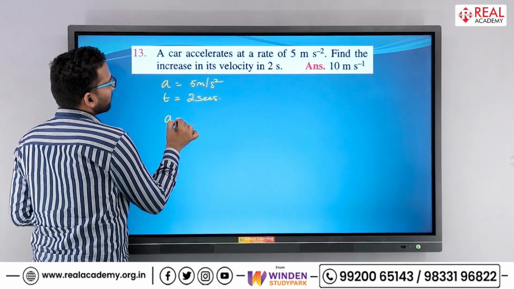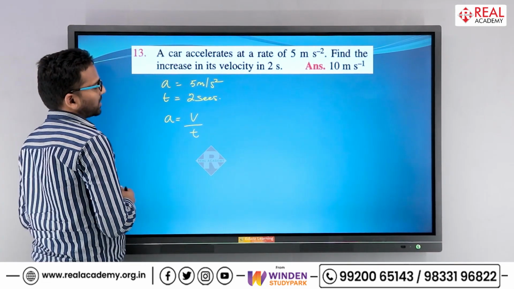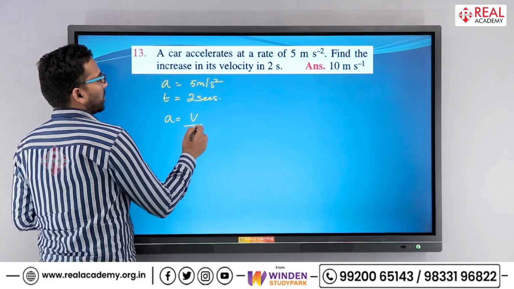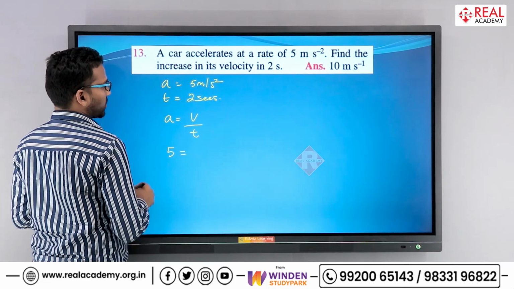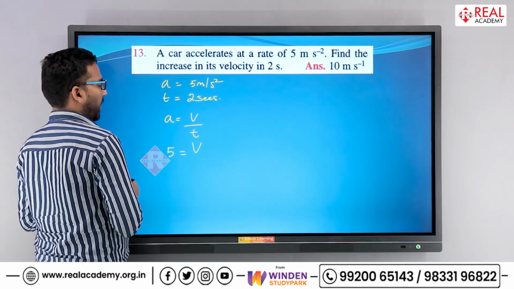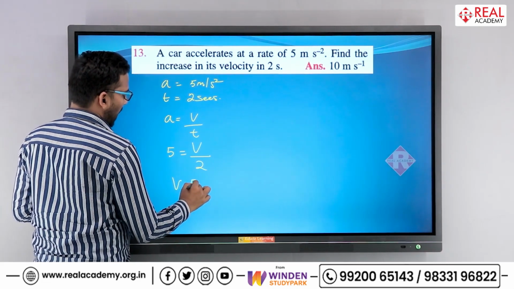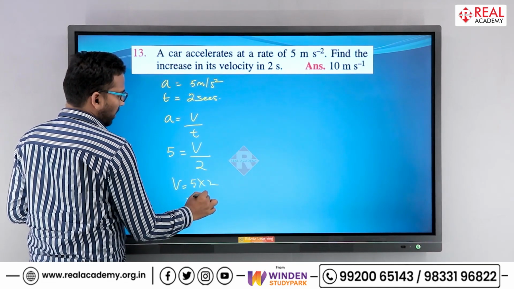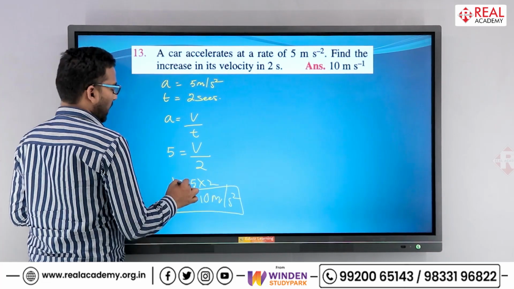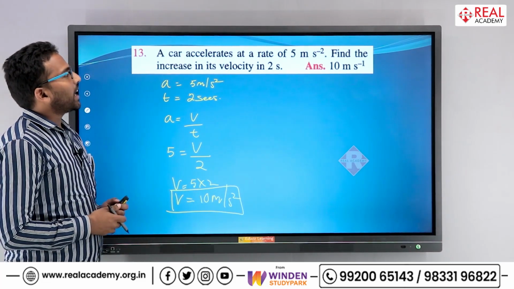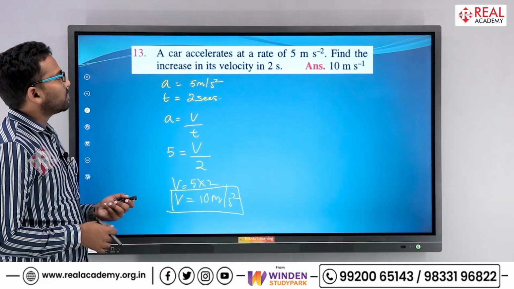Okay, increase in its velocity in 2 seconds. So acceleration is equals to velocity upon time. Just take down this formula. Acceleration is velocity upon time. What is the acceleration given over here? It is 5 meter per second square. What is the velocity? They have asked us to find. What is the time? They have mentioned 2 seconds. So velocity will be 5 into 2, that is nothing but 10 meter per second. Okay. Chalo. Next question.